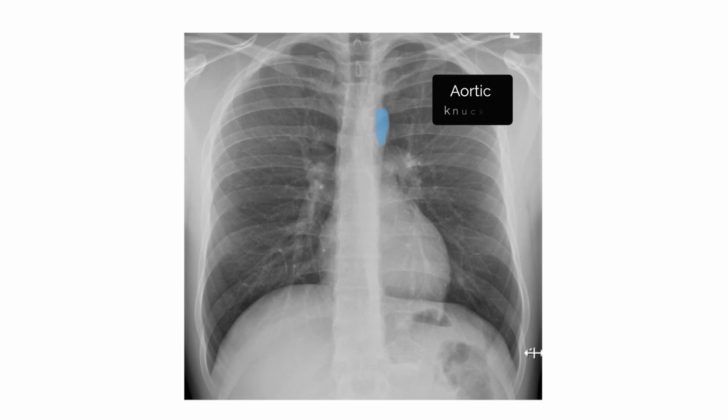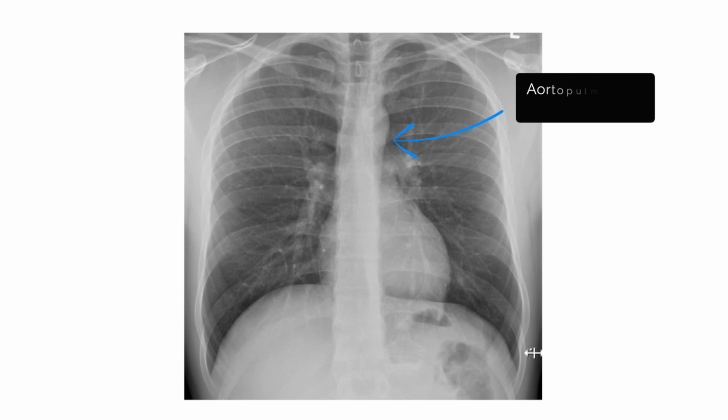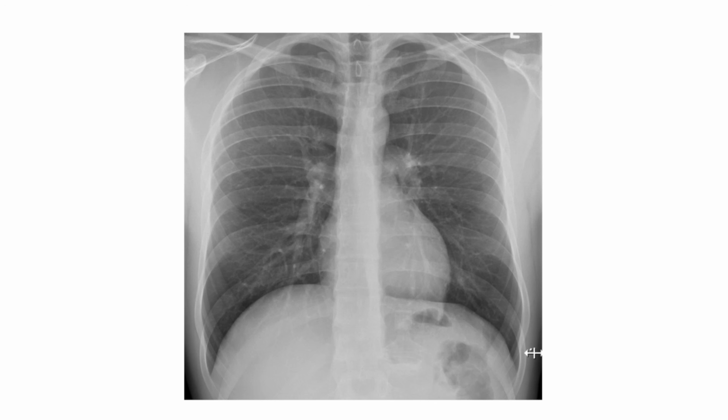The aortic knuckle refers to the lateral edge of the distal aortic arch, which curves to form the descending thoracic aorta. A loss of this may suggest an aortic aneurysm. The aortopulmonary window refers to the space between the aortic knuckle and the pulmonary vessels within the lung hilum. This can be lost in mediastinal lymphadenopathy, which is often secondary to malignancy.